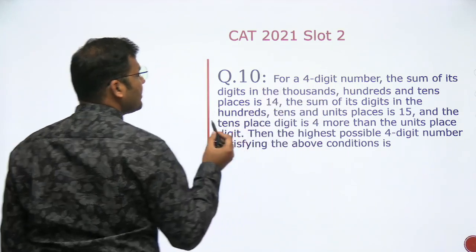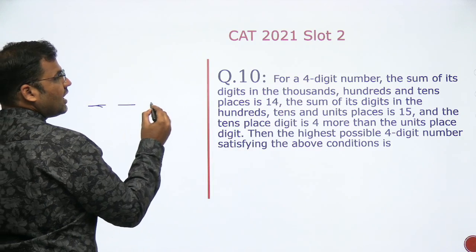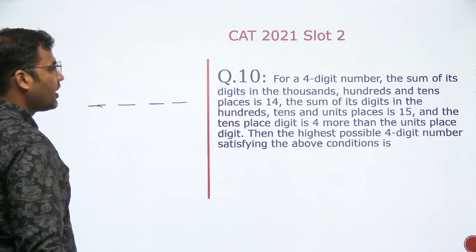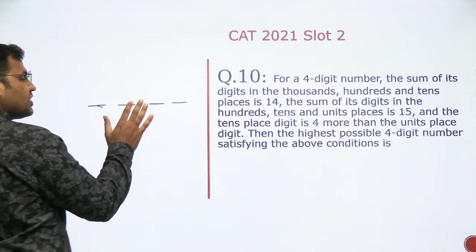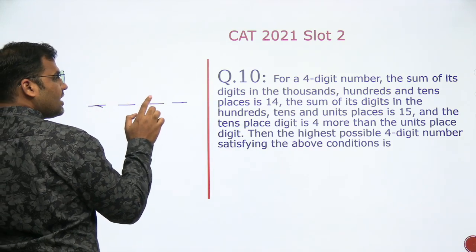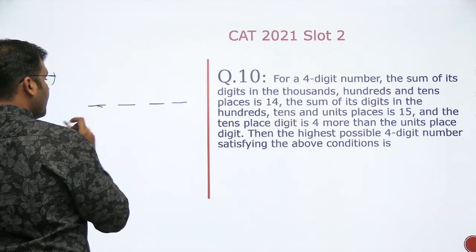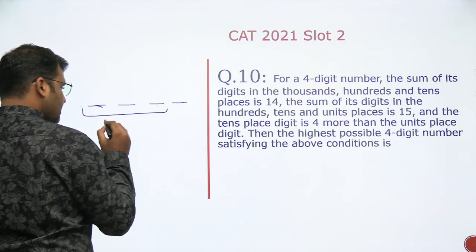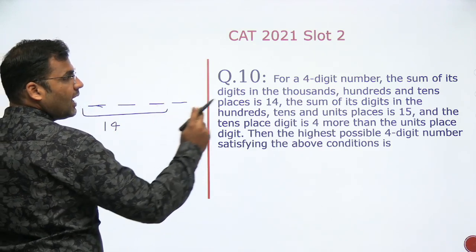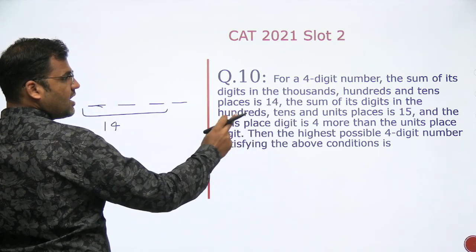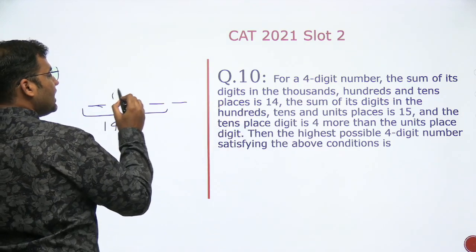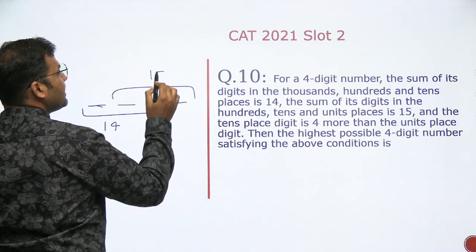For a 4-digit number, the sum of digits in the 1,000s, 100s and 10s place is 14. The question says the summation of these 3 digits is 14. And the summation of the 100s, tens and unit place, these 3 digits, is equal to 15.